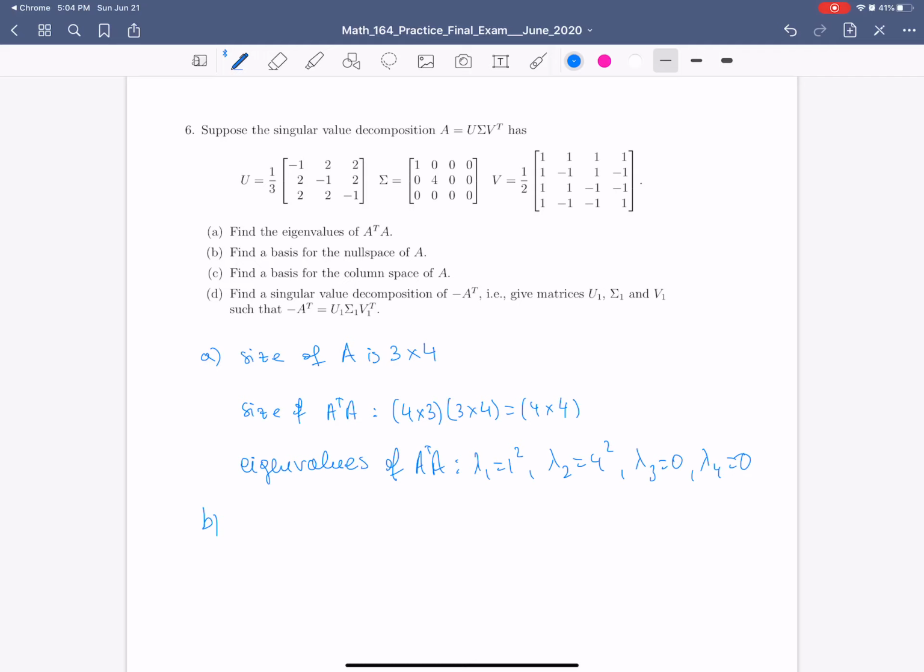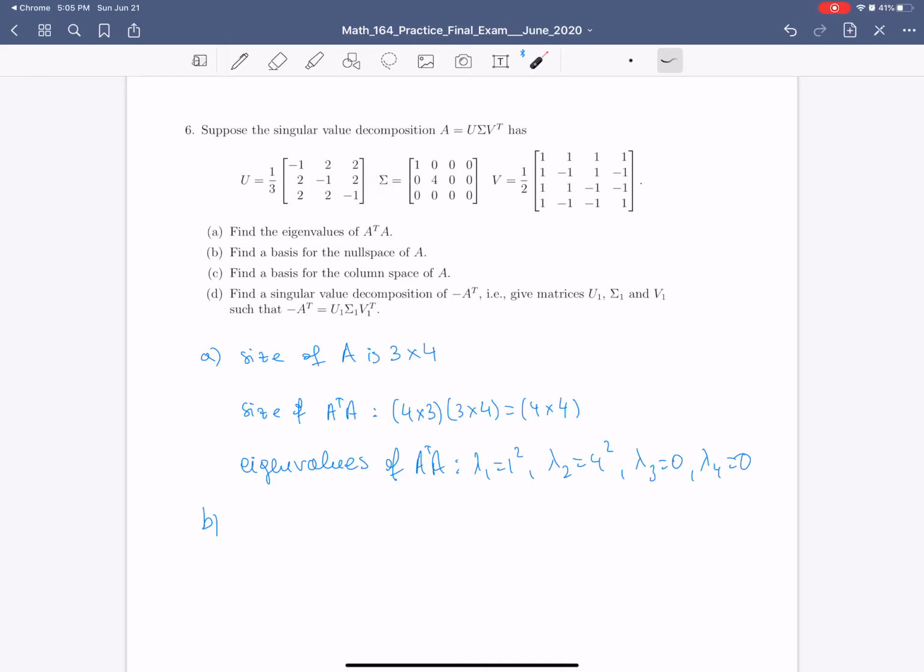Okay, find a basis for the null space of A. So we've already talked about this. I know I've talked about this in the previous videos. But look at sigma. Sigma is rank 2. So you know that the dimension of the null space of sigma is 2. So there are 2 free columns in sigma. A also has 2 free columns. The null space of sigma has 4 components.